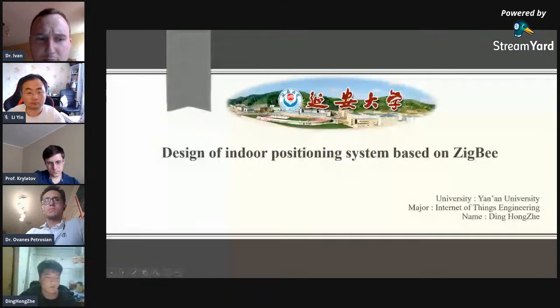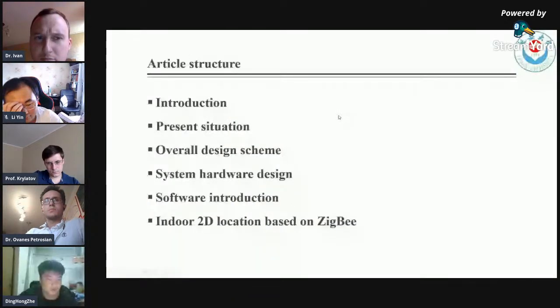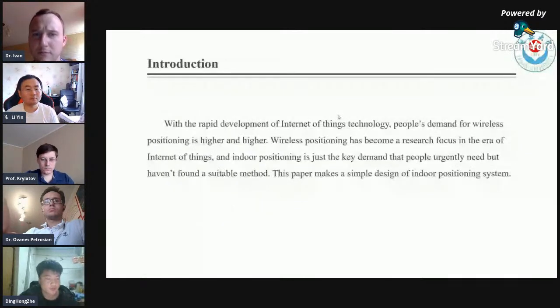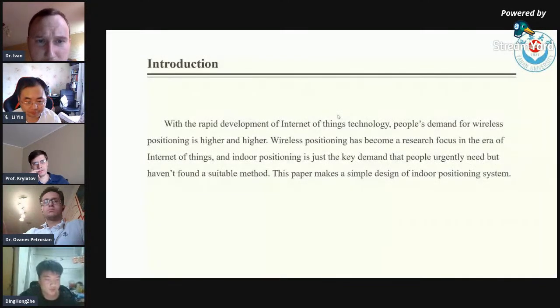First of all, you can see that the report consists of 6 parts. And the first part is about the topic. Indoor positioning is a positioning principle based on the RSS mechanism of received signal strength value, and the distance between two different nodes is used to determine the distance between the nodes.